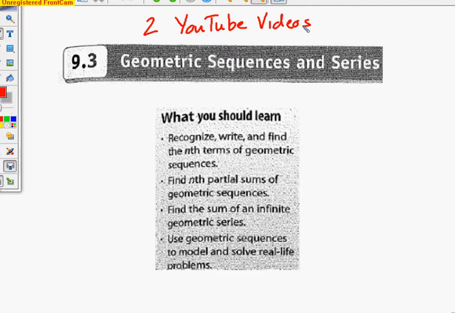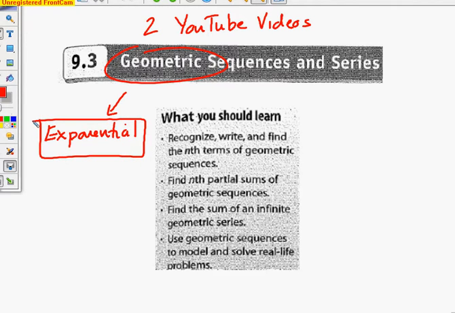Okay, so now we're moving away from arithmetic to geometric. And when you think of geometric now, the key word is exponential. Okay, so this is the word that you should think about for geometric, exponential. So for arithmetic, it was linear. For this geometric sequence and series, it's exponential.